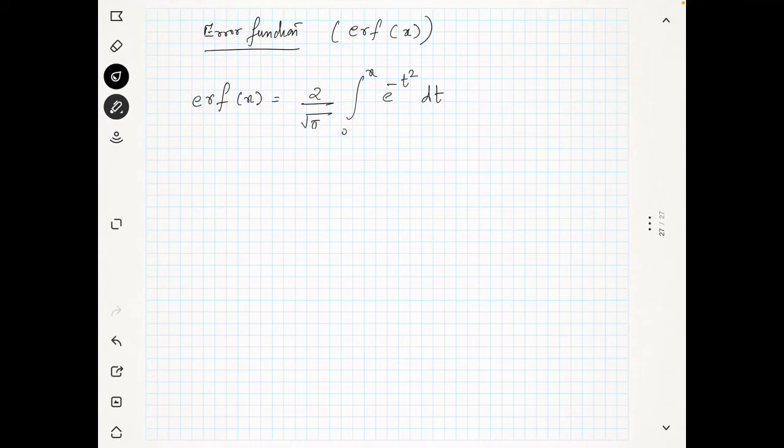And you can see our general Gaussian distribution has a structure 1 by root 2 pi e power minus (t minus mu) by 2 sigma x square into dx, almost similar to this format. So these functions are very helpful in communication theory and to analyze the probability of error of the transmission.